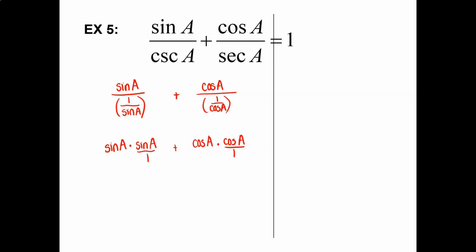What is sine A times sine A? It's sine squared A. So this is sine squared A plus cosine squared A, and what does that equal? That is Pythagorean identity. That equals 1. That is our answer for that. Okay, so hopefully at this point you guys can follow.